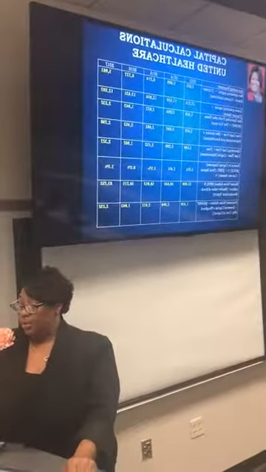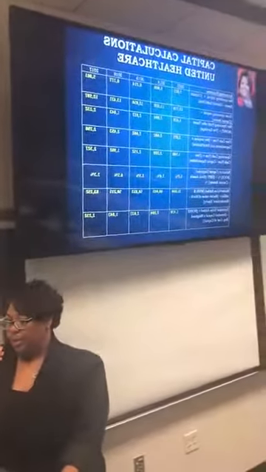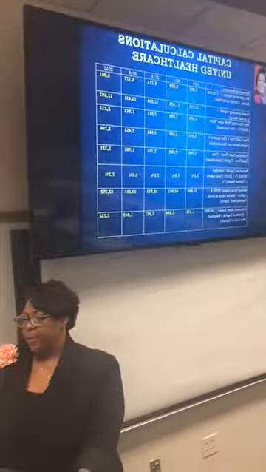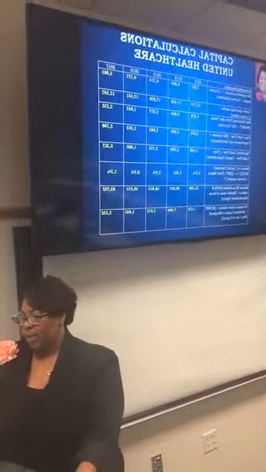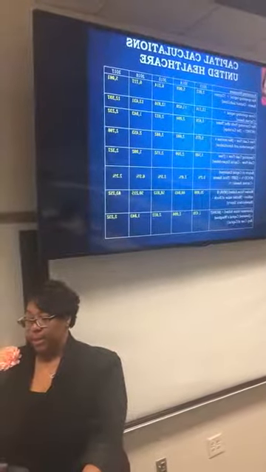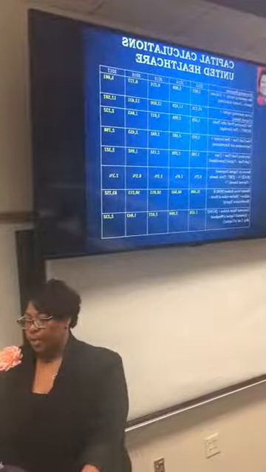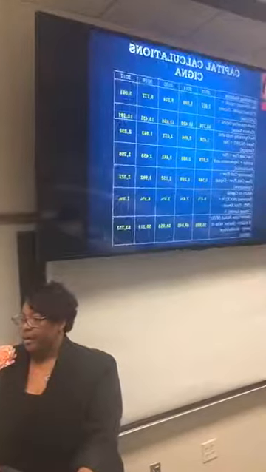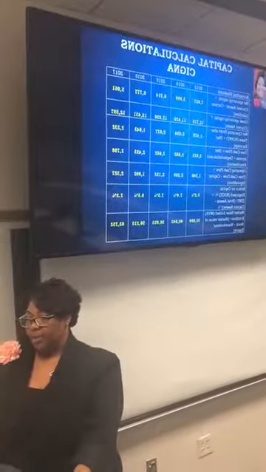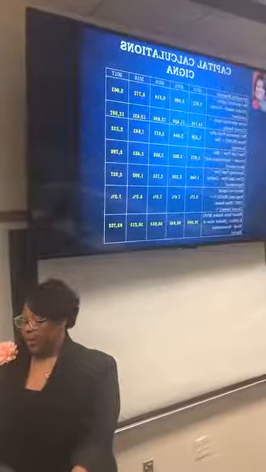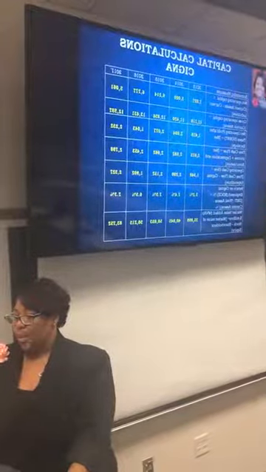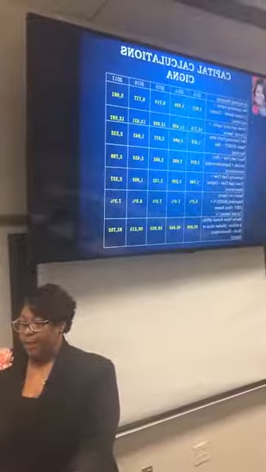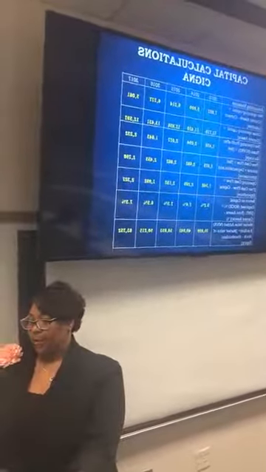Capital calculations, United Healthcare. As you can see, net operating capital in 2017 was $5,061, and we'll just go all the way down to economic value added, which was $2,232. Cigna's net operating capital in 2017 was $5,061, and their market value added was $83,752.